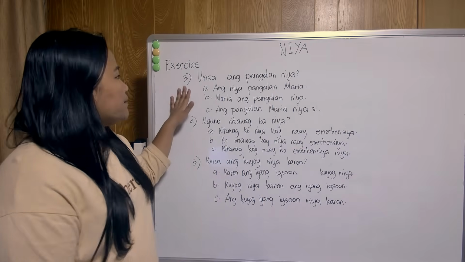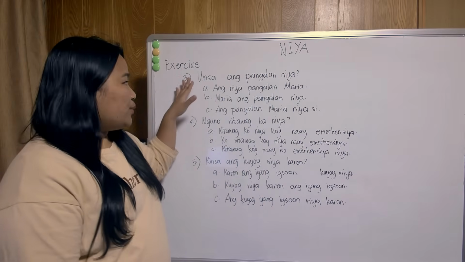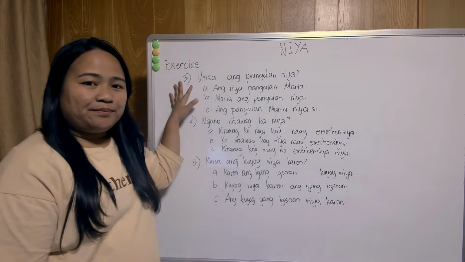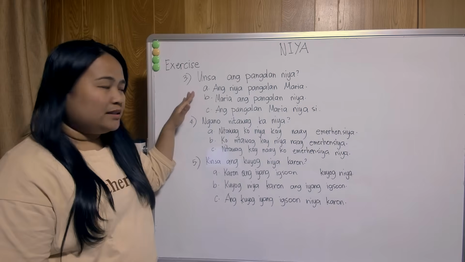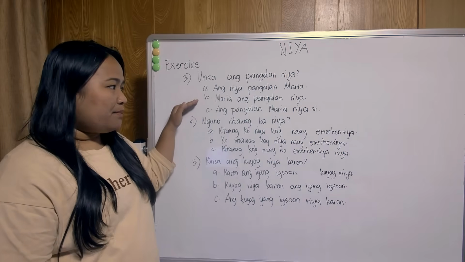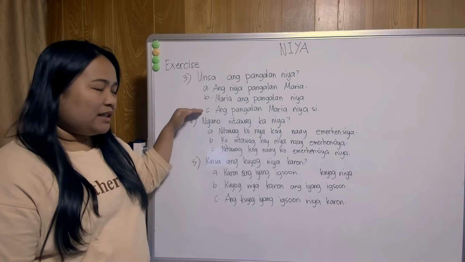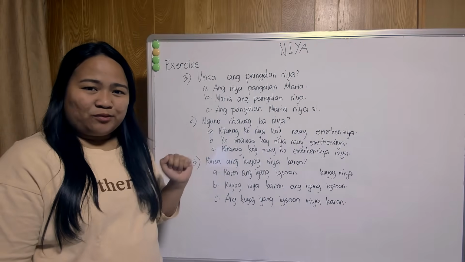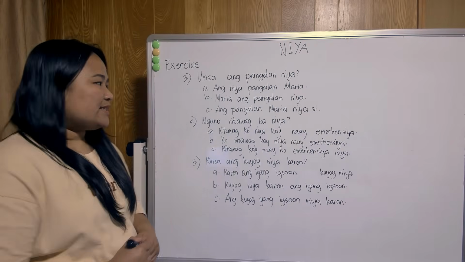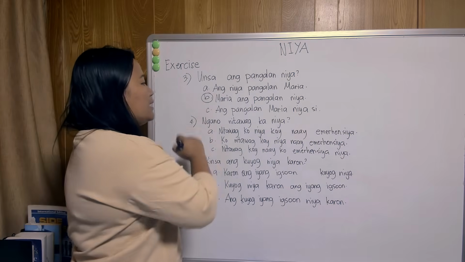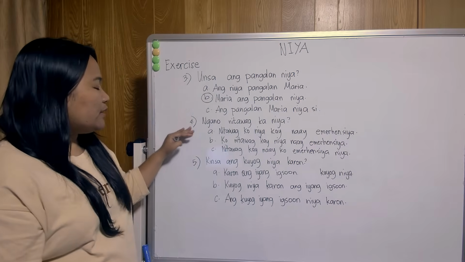Number 3. Unsa ang pangalan niya? Is it A, ang niya pangalan Maria? B, Maria ang pangalan niya? C, ang pangalan Maria niya? What's the correct answer? Yes, the answer is letter B. Maria ang pangalan niya.